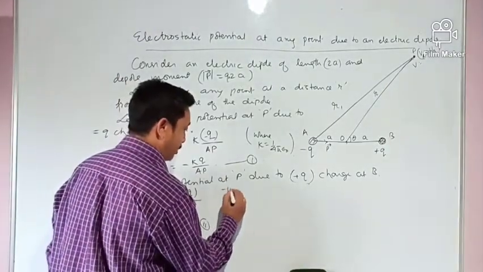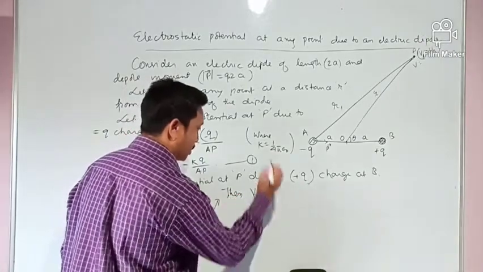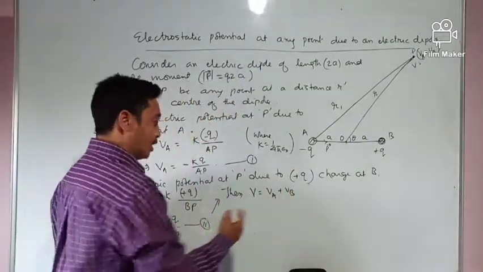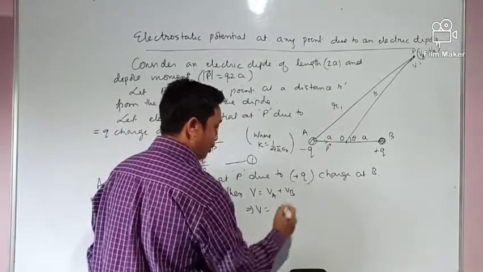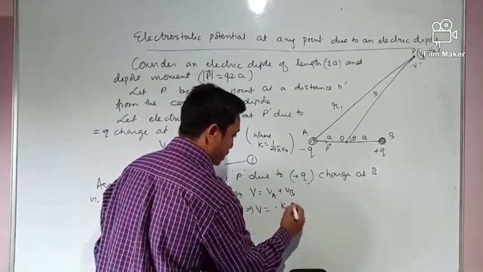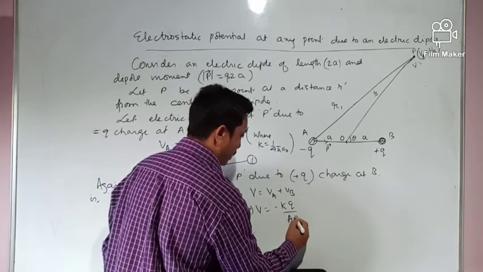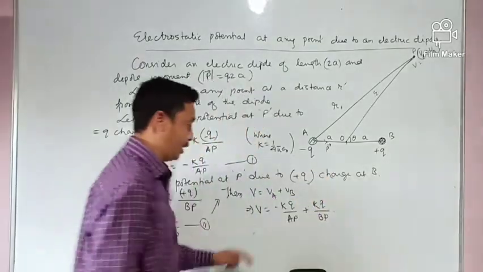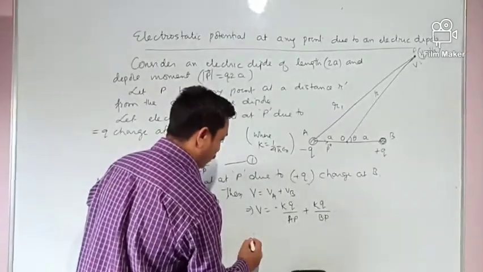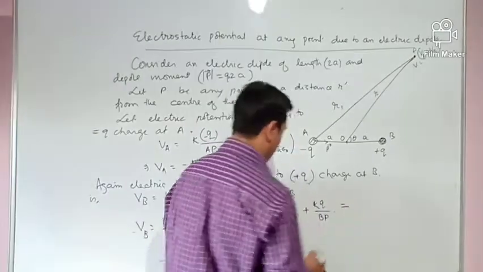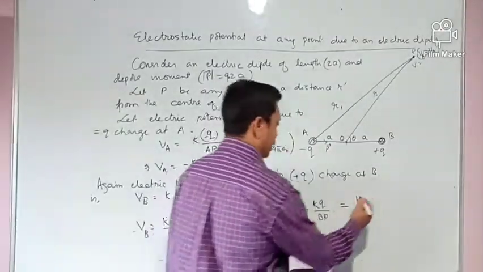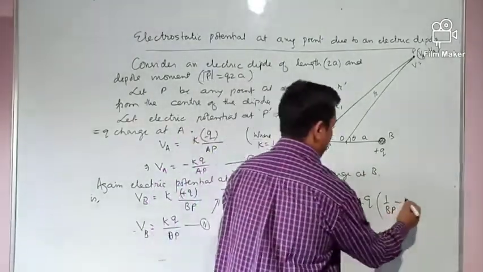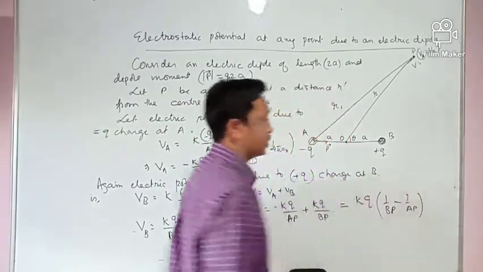Therefore, what is the net potential at P? That is V equals VA plus VB, or this further implies V equals minus KQ by AP plus KQ by BP. Look at this, this is the total potential. So we finally got the value of V as K common, Q common, 1 by BP, which is plus, minus 1 by AP, which is minus.